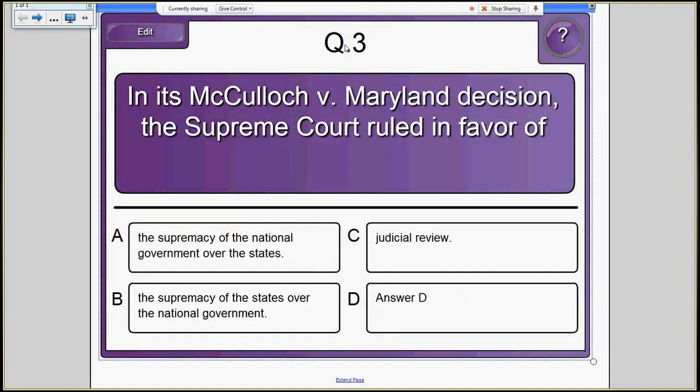Next case, this is one of the 2 M&M cases. McCulloch is likely to show up on the AP exam. And it's the McCulloch v. Maryland decision. The Supreme Court ruled in favor of the supremacy of the national government over the states, the supremacy of states over the national government, judicial review. Correct answer, supremacy of the national government over the states.